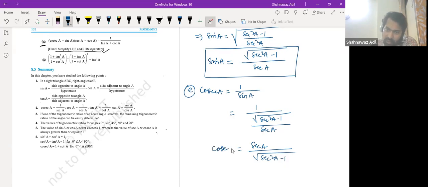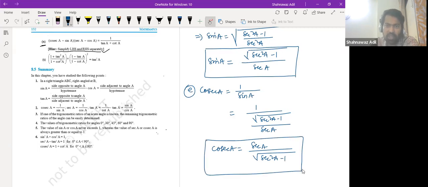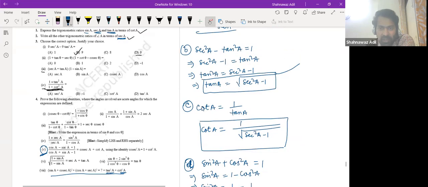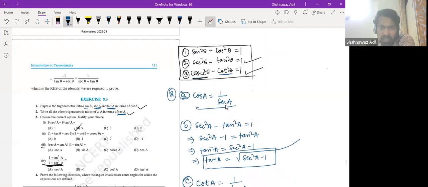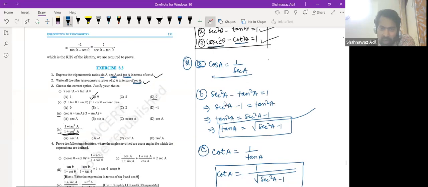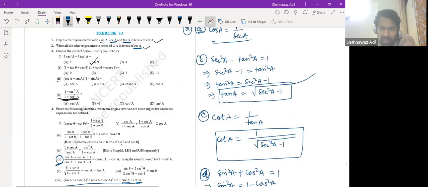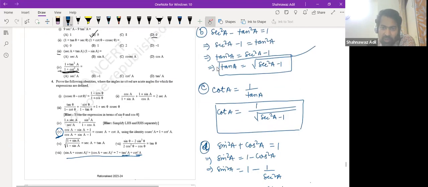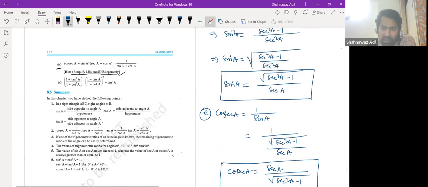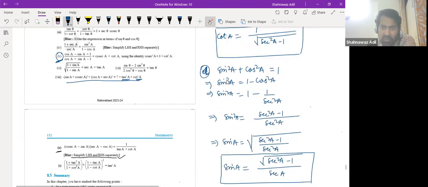So that is how we do these kinds of questions. First we write the reciprocal, then we use the identity, and then using that, whatever we get, we again use the reciprocal, and then again use the identity. That is how it is done.